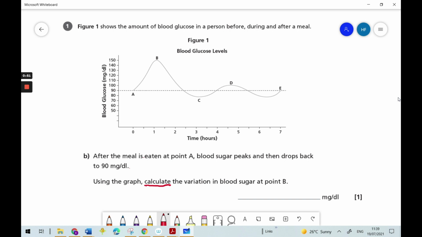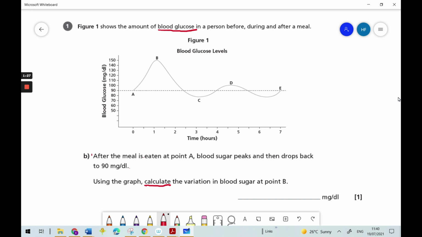Well, the question talks about blood glucose. What's that? Well, that's the amount of glucose found in the blood at a given time, and it's measured in milligrams per decilitre, which is a unit of measure that shows the concentration of a substance in a specific amount of fluid, in this case blood. So at the beginning of part B, down here, it tells us after the meal is eaten at point A, blood sugar peaks and then drops back to 90 milligrams per decilitre. And that is the normal blood sugar level for a healthy person.